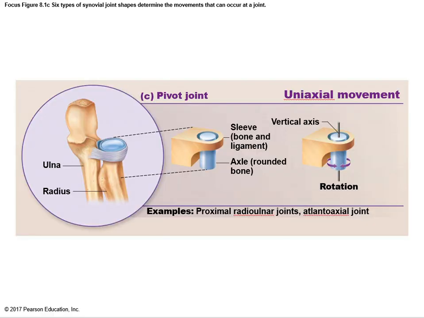So here's a better look at that radioulnar joint. And the other joint between C1 and C2 is called the atlantoaxial joint.